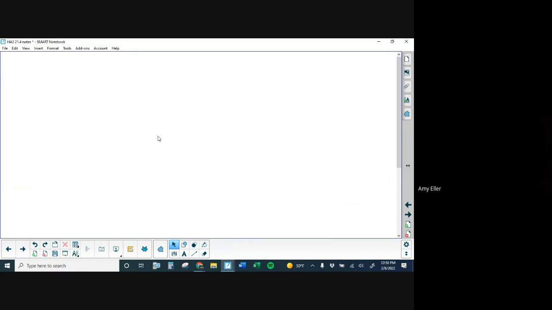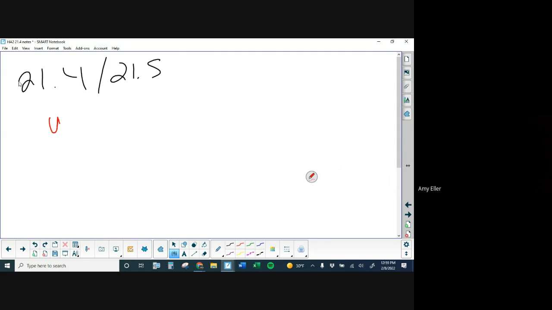Today we're doing activity 21.4 and 21.5. They're very similar. 21.5 will only take a couple minutes. You'll see when we get there what it's going to look like. 21.4 is transformations. We've done transformations before.